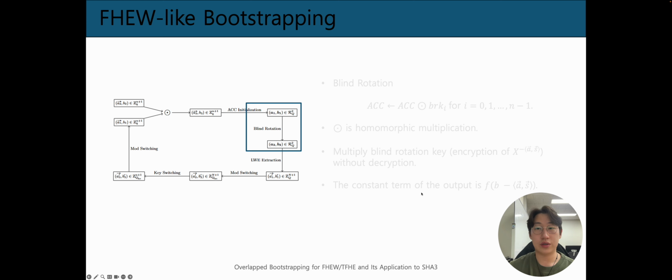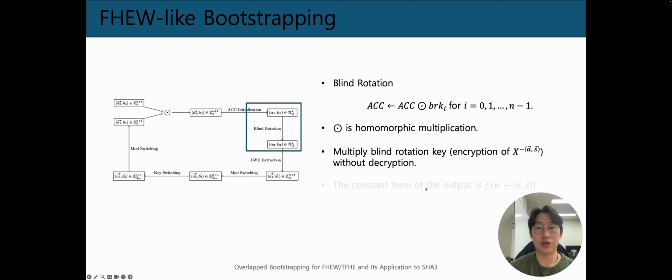And blind rotation is the process of multiplying the blind rotation key with ACC via homomorphic multiplication. Simply put, the blind rotation key is the encryption of a monomial whose exponent is minus the inner product of A and S. After blind rotation, the constant term of ACC becomes f of the decryption of the ciphertext. And the process of extracting this constant term is called LWE extraction.